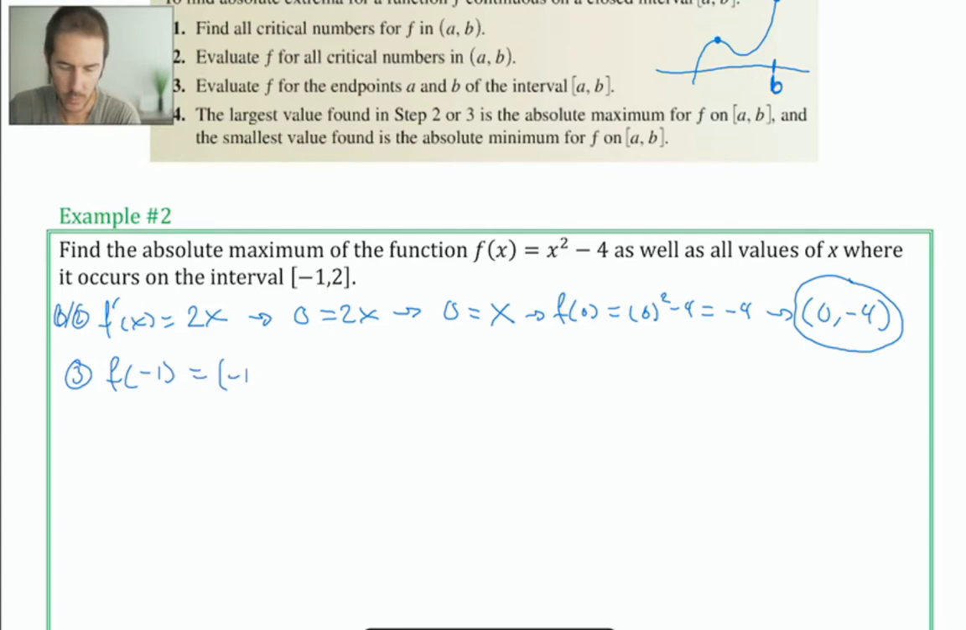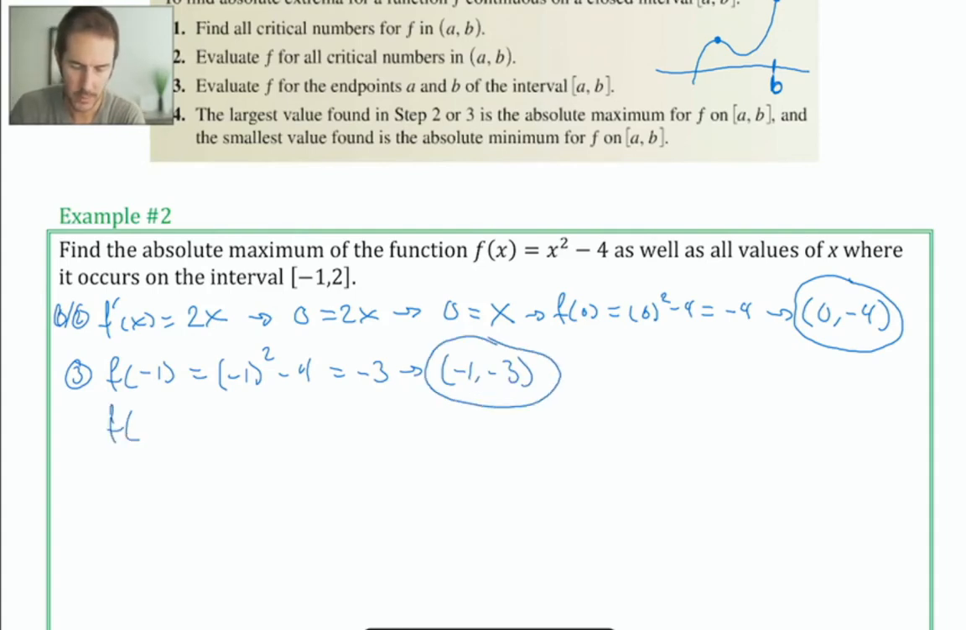That is equal to -1 quantity squared minus 4. That's +1 minus 4, which is equal to -3, which corresponds to the point -1, -3. Hold on to that one. And we're going to evaluate the other endpoint, which happens when x equals +2. There's the +2 squared minus 4. 4 minus 4 is 0. So the actual point is 2, 0.